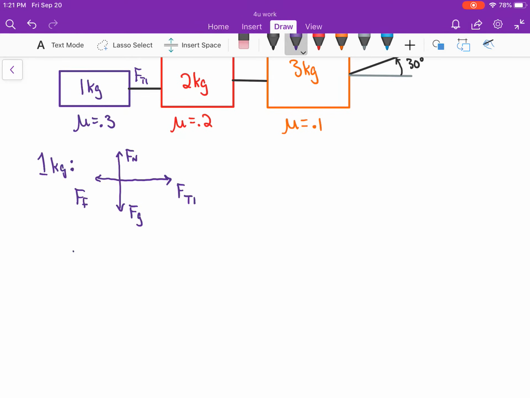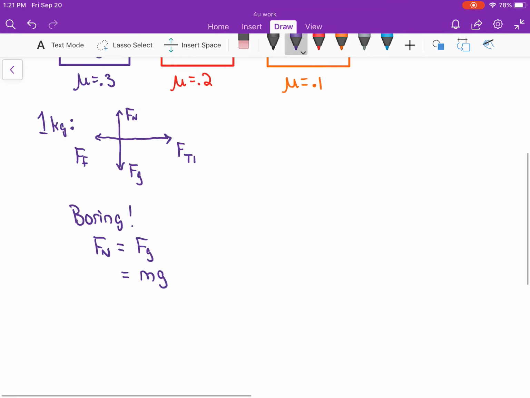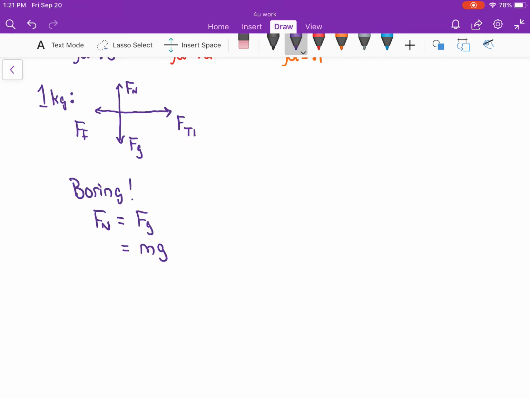I would call this the boring case when we consider the vertical component. There's nothing happening in the vertical, so the normal completely cancels out gravity. In this case, that's going to be mass times 9.8. It's got a mass of 1, so this is going to eventually be just plain old 9.8.